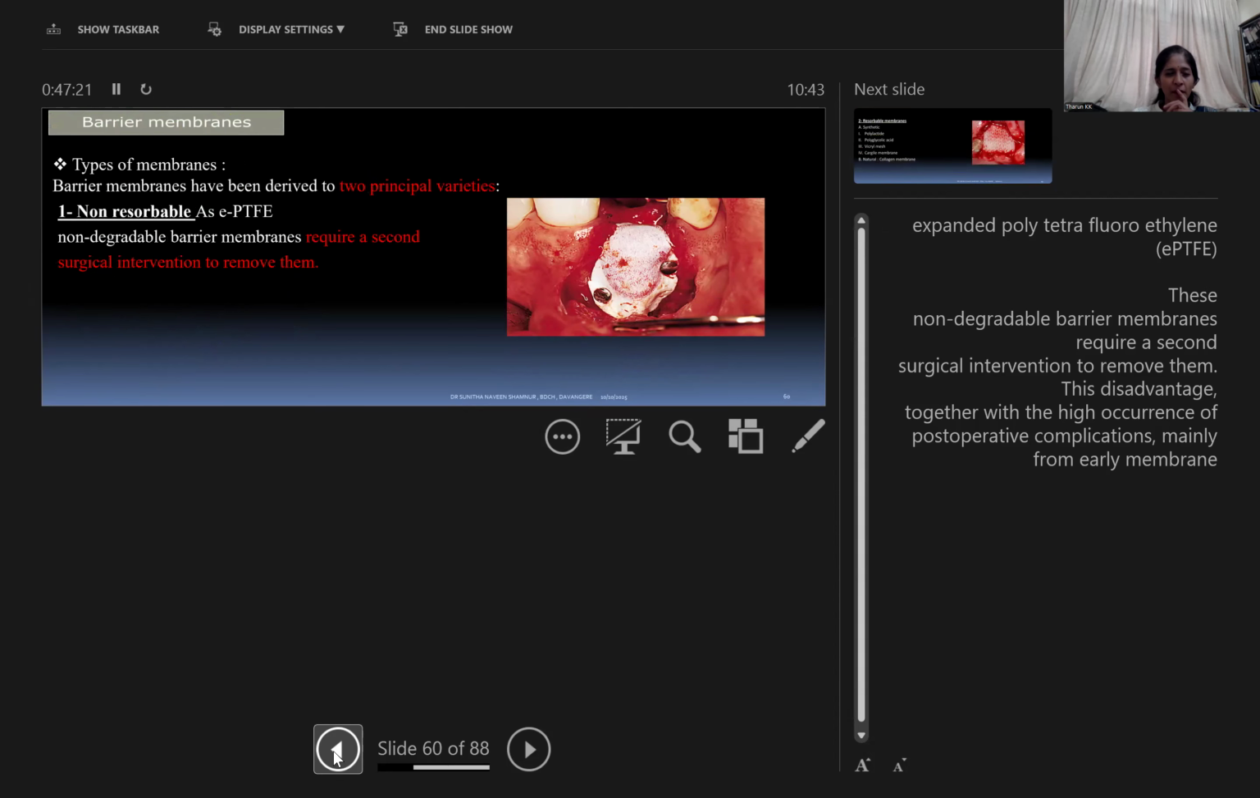Because the easiest one is your PTFE, okay? It's non-degradable, and you need to have a second surgical intervention to remove the membrane. This is one of the disadvantages.